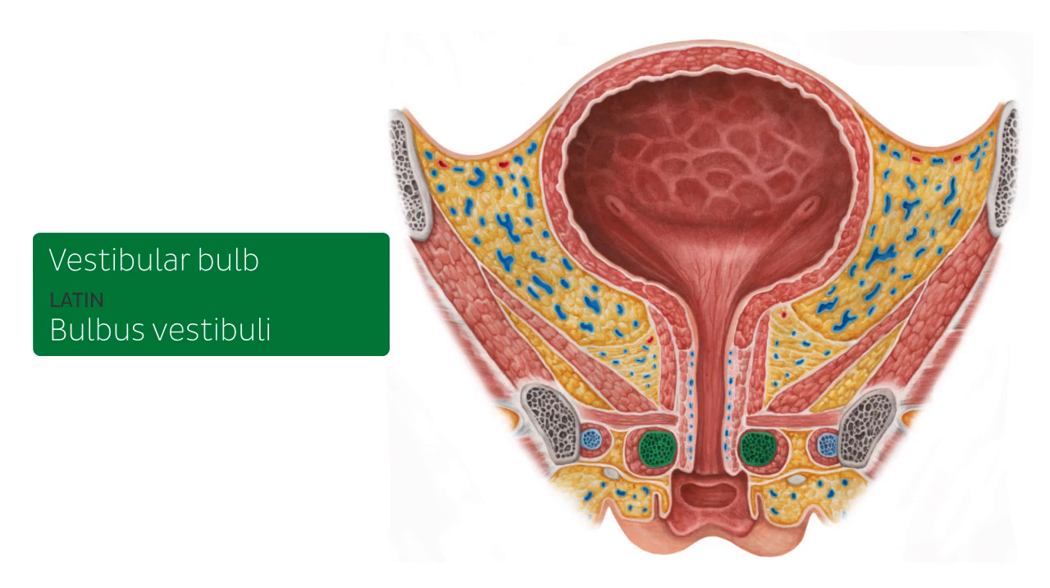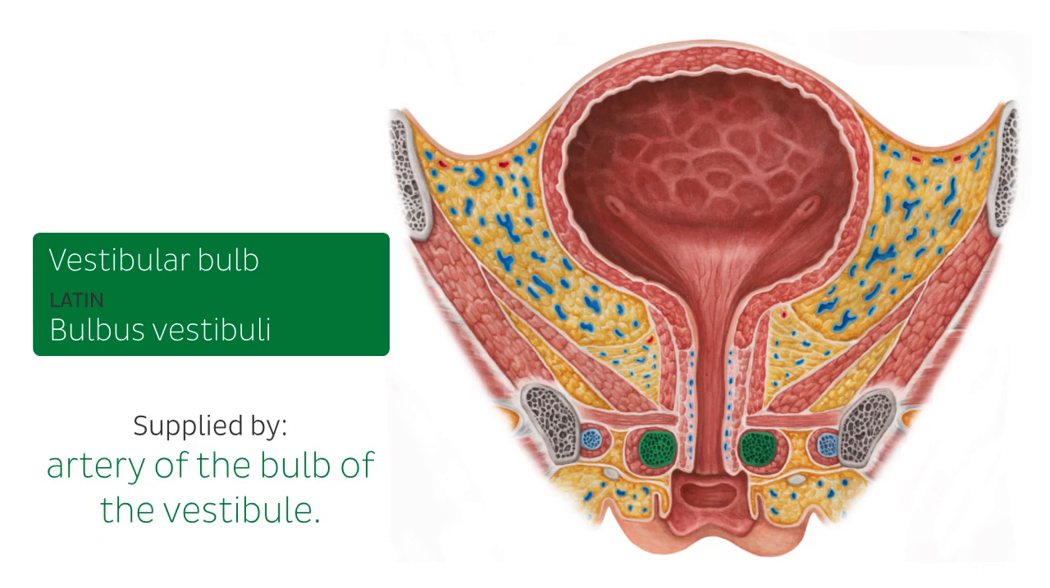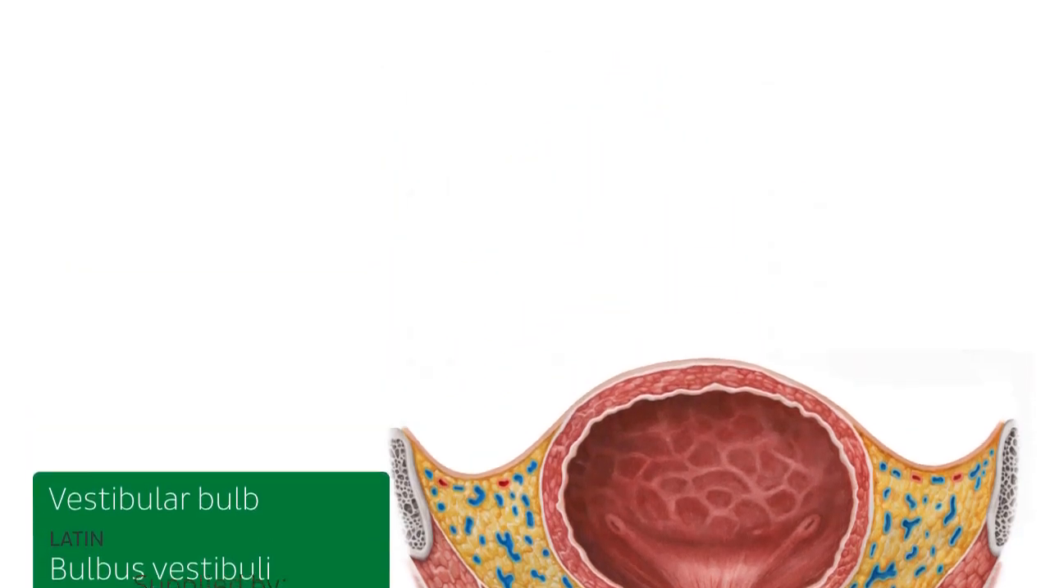Now, this tissue correlates with the bulb of the penis and corpus spongiosum in males, and is part of the erectile tissue in the female pelvis. Now, the vestibular bulbs are supplied by the artery of the bulb of the vestibule and drained by the corresponding vein. Moving on, we're going to be talking about the neurovasculature of the bladder, a little bit of information about the blood vessels and also nerve supply of the urinary bladder.